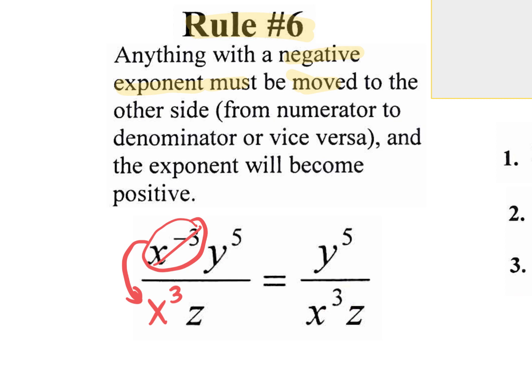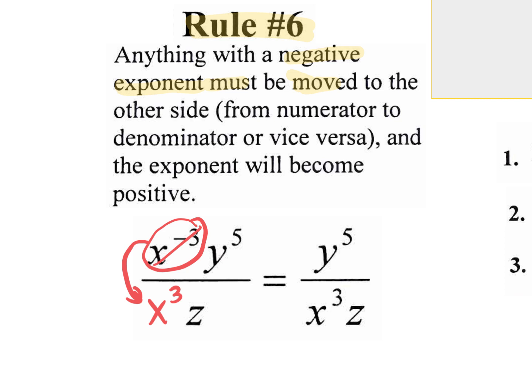So rule 6 is easy, but you got to practice it. Anytime you see a negative exponent, move it from one side to the other. If you would have seen x to the negative 3 down here, you'd have to move it up, and it would become positive. Y to the negative 5, move it down, it becomes positive, right? So wherever you have a negative exponent, get that variable that has a negative exponent, move it to the other side, and it will become positive.